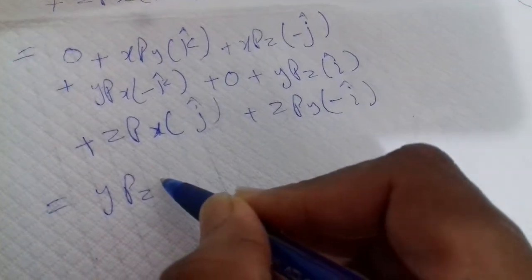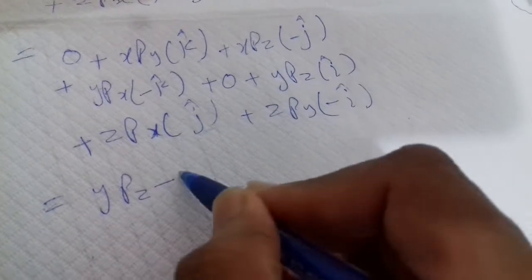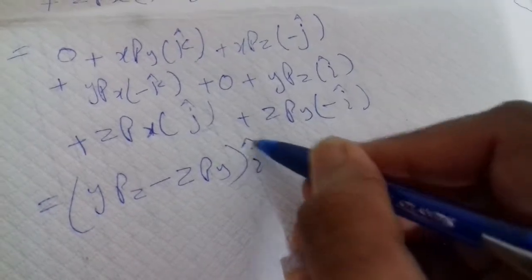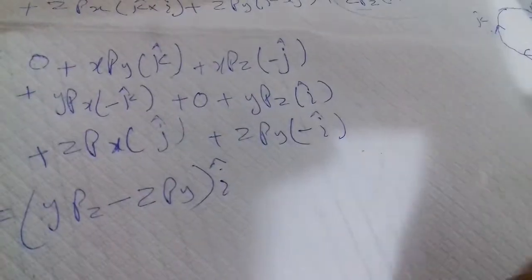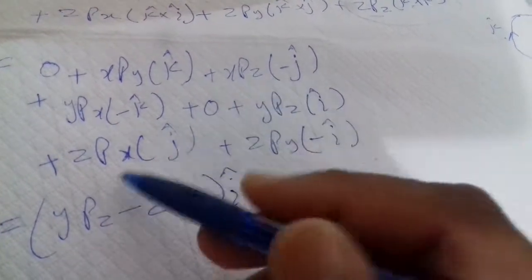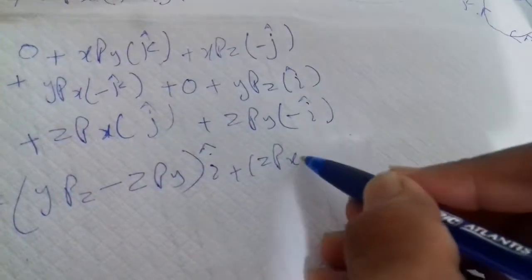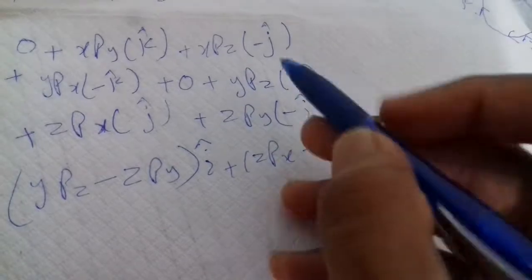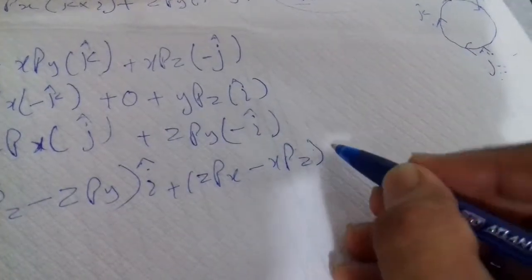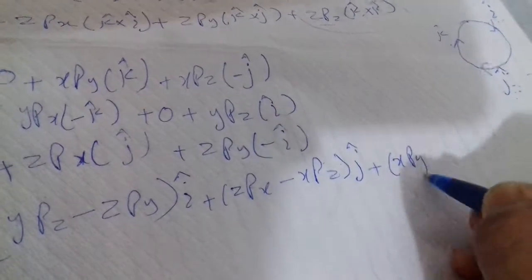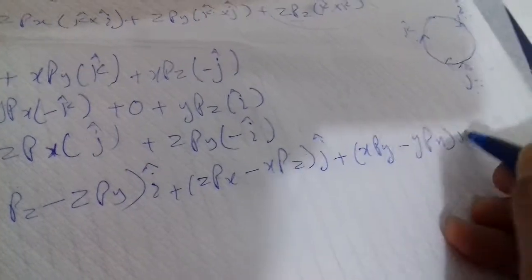ypz plus minus zpy, and the common in both of these two terms is i hat, and then j. This is the j, and this is the j. First of all, we will write here this one, zpx, because this is positive and this is negative, plus minus xpz. What is the common between these two terms is j hat. And now k hat. This is k hat and this is k hat. We will write here xpy plus minus ypx. The common thing is k hat.